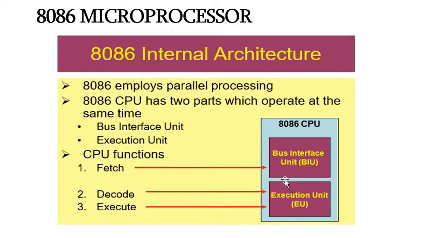The fetch and execute will take place during the same time. As the particular instruction is executed in the execution unit, the next instruction to be executed will be fetched from the memory. So this is considered as parallel processing, which leads to speeding up the microprocessor operation.